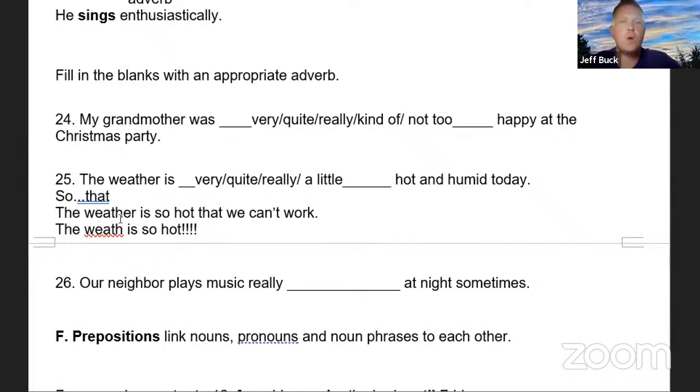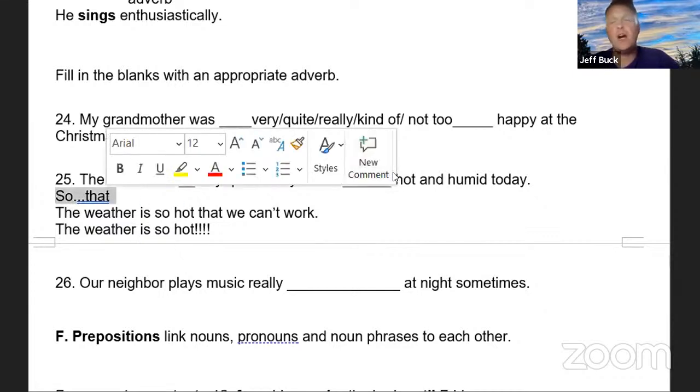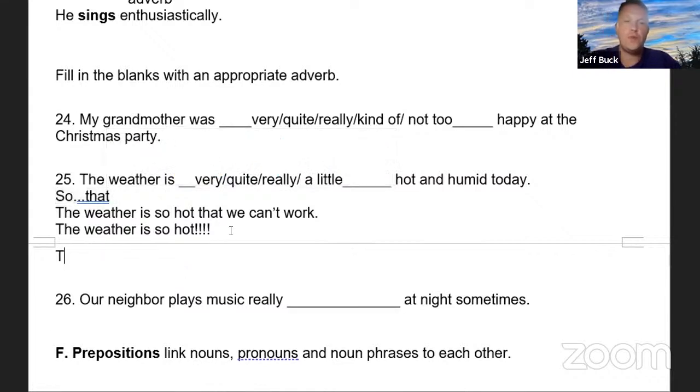Be careful with "so" and "too." With "so," you normally need "that." The weather is so hot that I can't work, or I can't sleep. With "too," the weather is too hot for me to go for a walk. All right.